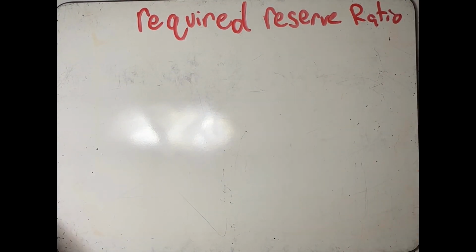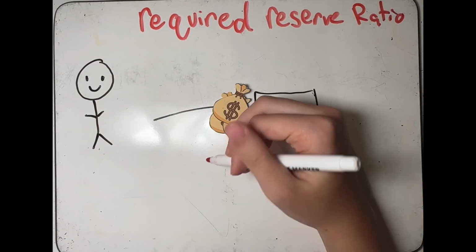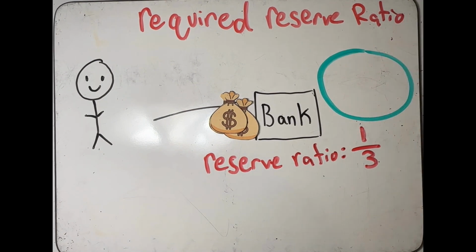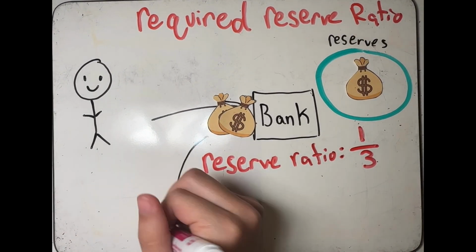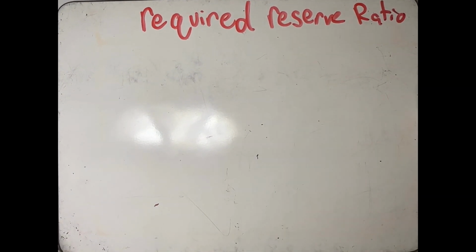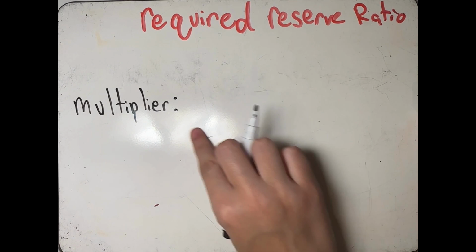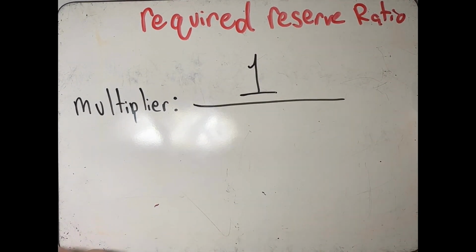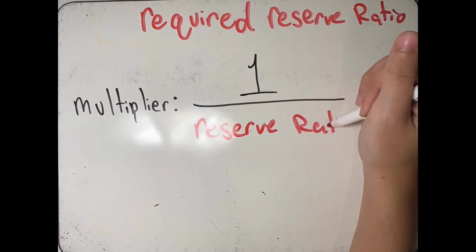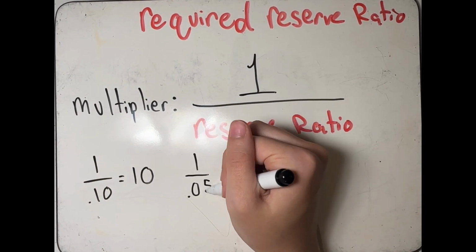All right, the third tool is the required reserve ratio. The required reserve ratio refers to the percent of one's bank deposit that the bank, and by bank we mean a commercial bank, must set aside and not loan out. There is a multiplier associated with the required reserve ratio, and the formula is simply 1 over the required reserve ratio. This means that the smaller the required reserve ratio, the larger the multiplier.